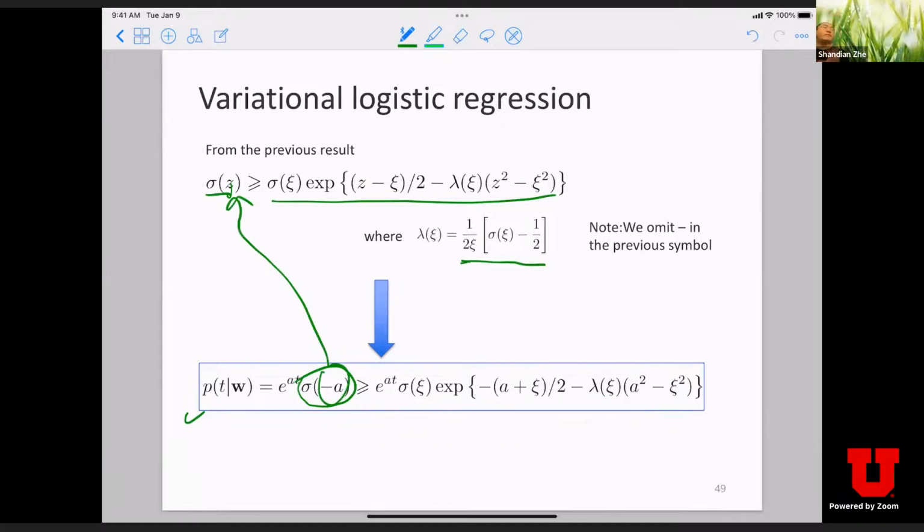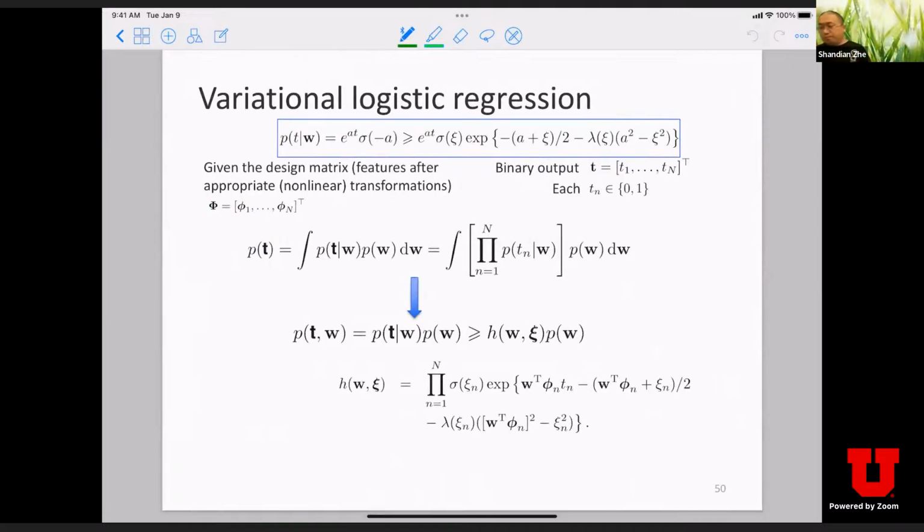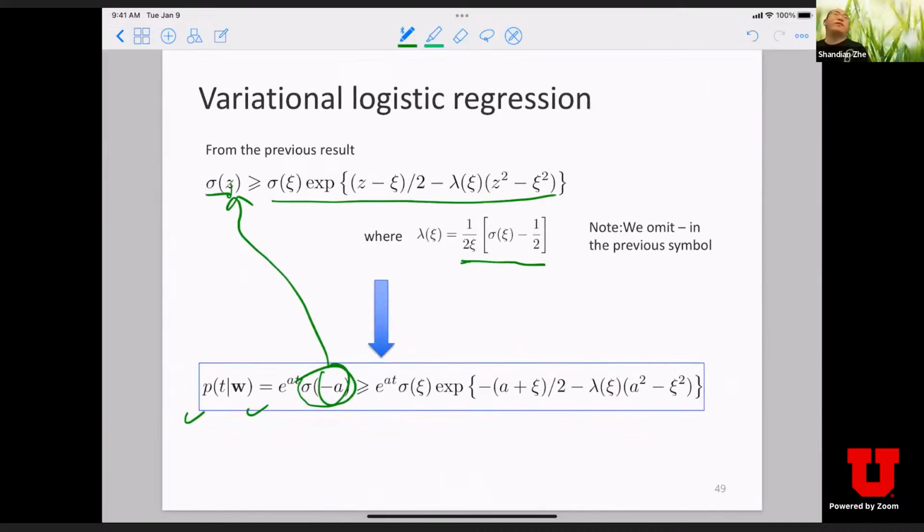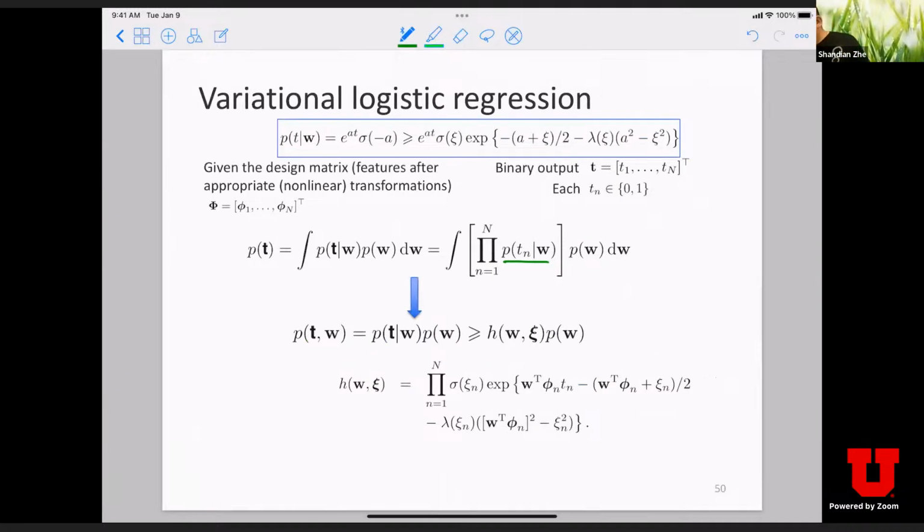Right. Again, this is a little bit tedious, but it's straightforward. Now, if we replace every data likelihood, P of Tn given W, by the lower bound, for every data point Tn, I'm going to introduce a variational parameter Cn to construct such a lower bound. And then we can obtain a lower bound of our joint probability.